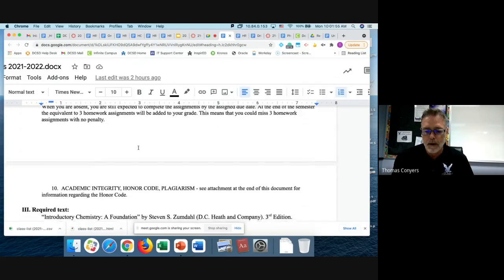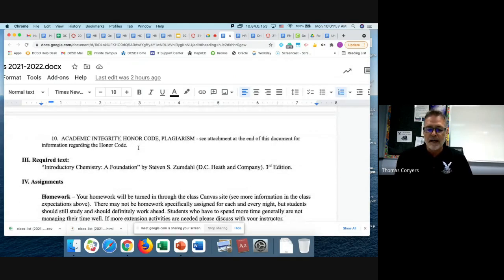All right. The next thing is academic integrity, honor code, and plagiarism. There's a full attachment at the end of this that is taken straight out of the student handbook. You are expected to know that. Let me just summarize it this way. When you turn in work, it's expected to be your work, not a classmate's. Like homework, I shouldn't see you copying other people's work, etc.